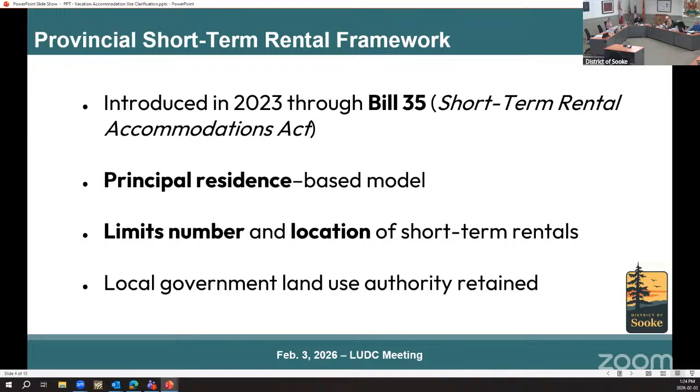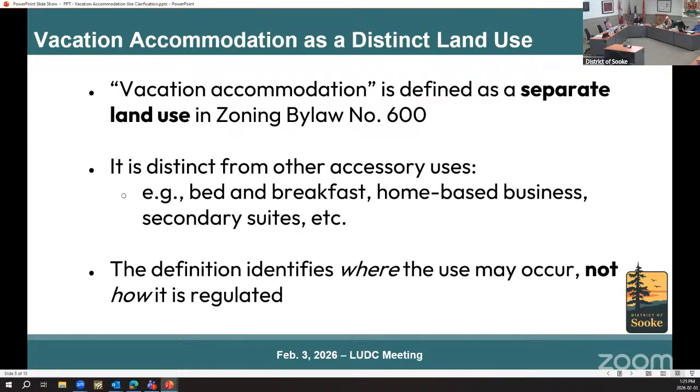In 2023, the province introduced a comprehensive short-term rental framework through Bill 35, specifically the Short-Term Rental Accommodations Act and associated regulation. The provincial approach is centered on a principal residence model, generally limiting short-term rentals to a host's principal residence and either one associated secondary suite or detached suite on the same property. Importantly, the legislation explicitly preserves local government authority over land use regulation and business licensing, making it possible for affected municipalities to be more restrictive if they choose.